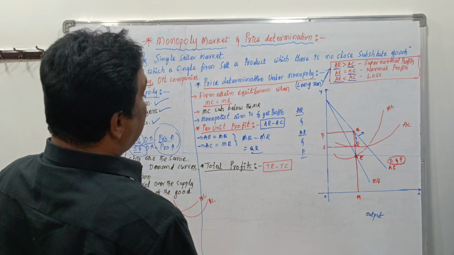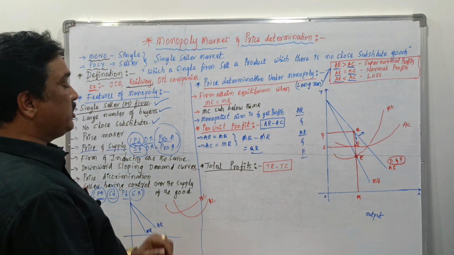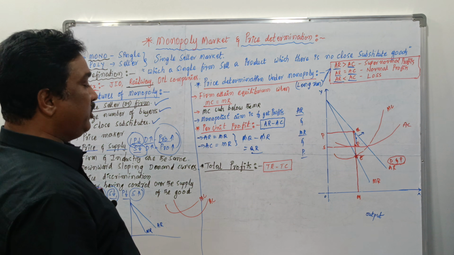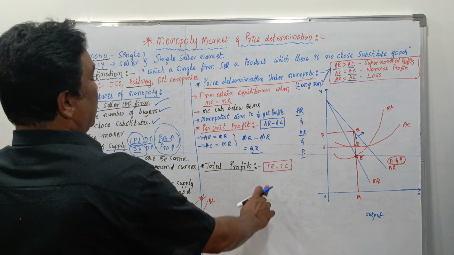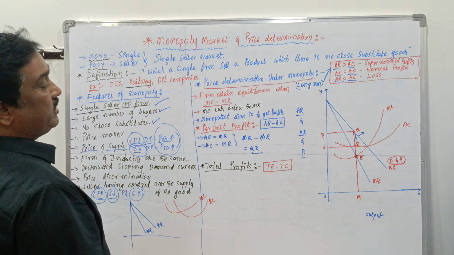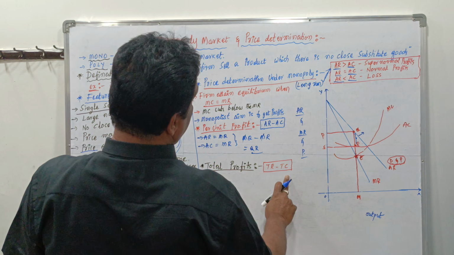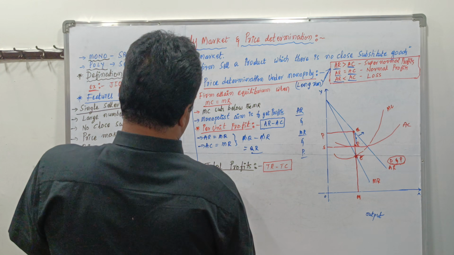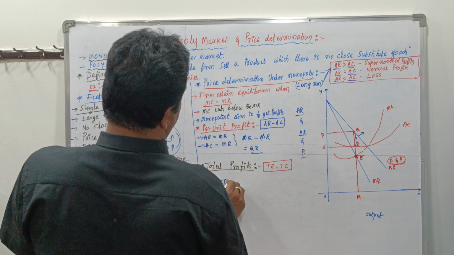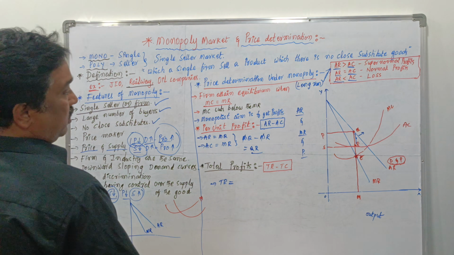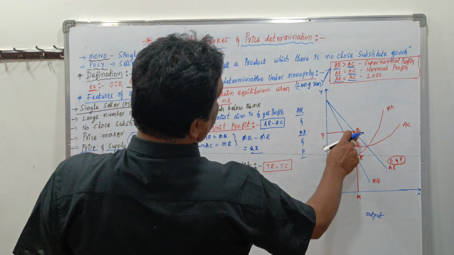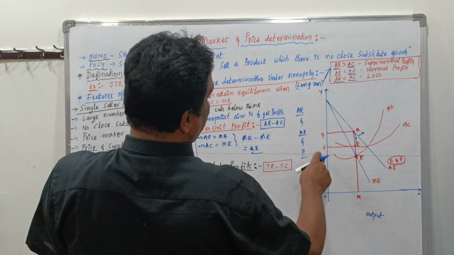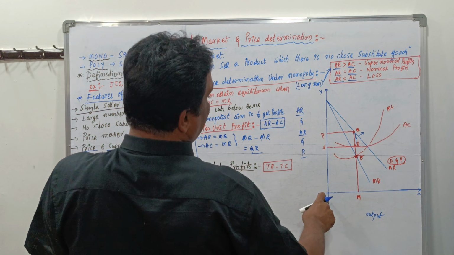And then what is the total profit that the producer is receiving? If you calculate the total profit, first of all you should know the total revenue and total cost. First let us discuss the total revenue. TR, total revenue, is equal to... MQ is the average revenue. So this area is called the total revenue.